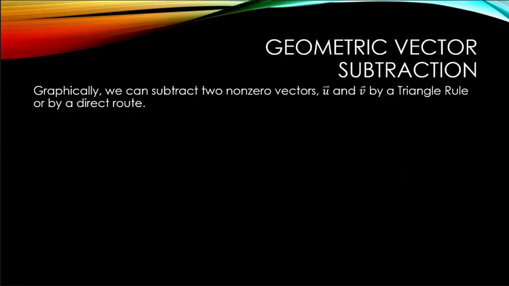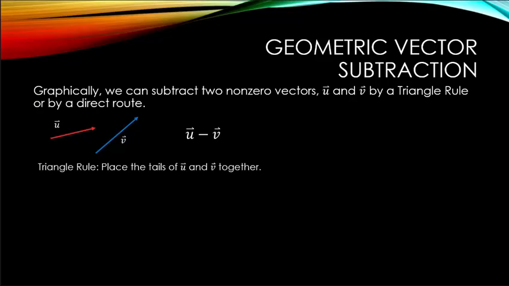I can also subtract vectors geometrically. I subtract them by the triangle rule and by a more direct route. So again, I have u and v as my vectors, and I want to find the difference, u minus v. By the triangle rule, I'm going to place the tails of u and v together. Then I'm going to construct a vector that is parallel to v but in the opposite direction and have it start at the tip of u.